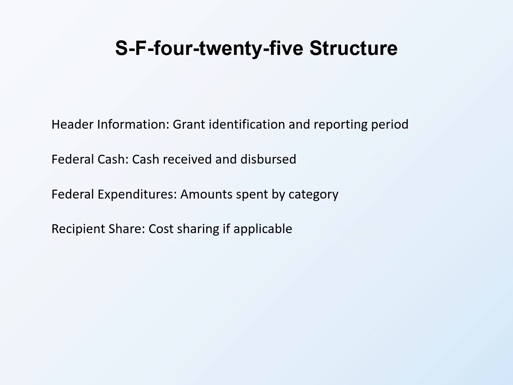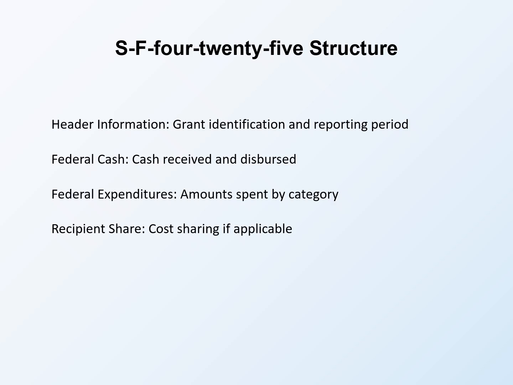The SF-425 has a defined structure with specific sections. Understanding this structure helps you complete the form accurately. Header information identifies the grant and reporting period. This includes your grant number, recipient organization name, reporting period dates, and whether this is a quarterly, annual, or final report. Accurate header information ensures your report is properly matched to your award.